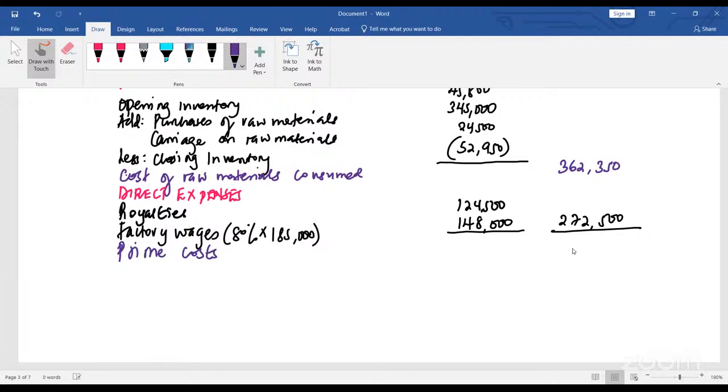How much is the prime cost? The prime cost is 634,850. That is our prime cost. So prime cost is the aggregate of all those direct costs. Okay? The aggregate of all the direct costs. That is our prime cost. Harriet, thank you. I see you on. Gertrude.